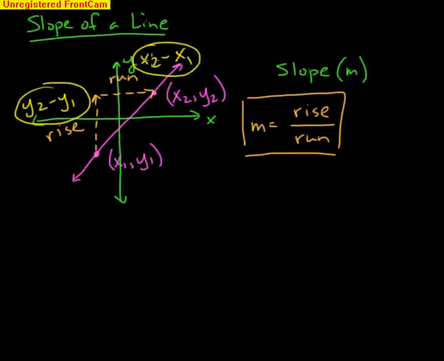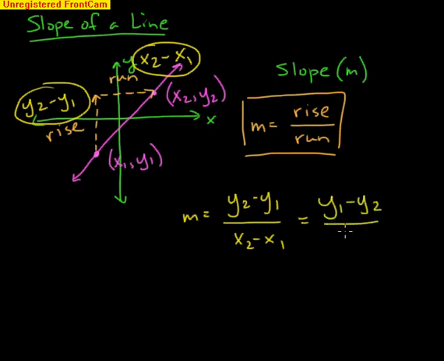These could also be considered your rise and run. So your slope can also be considered y2 minus y1 over x2 minus x1. You can also flip around the numbers, y1 minus y2 over x1 minus x2. Either way, you'll get the same slope.